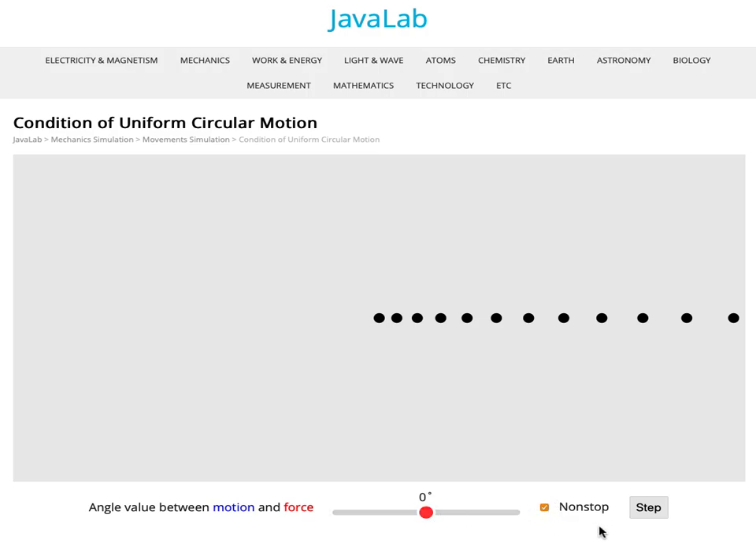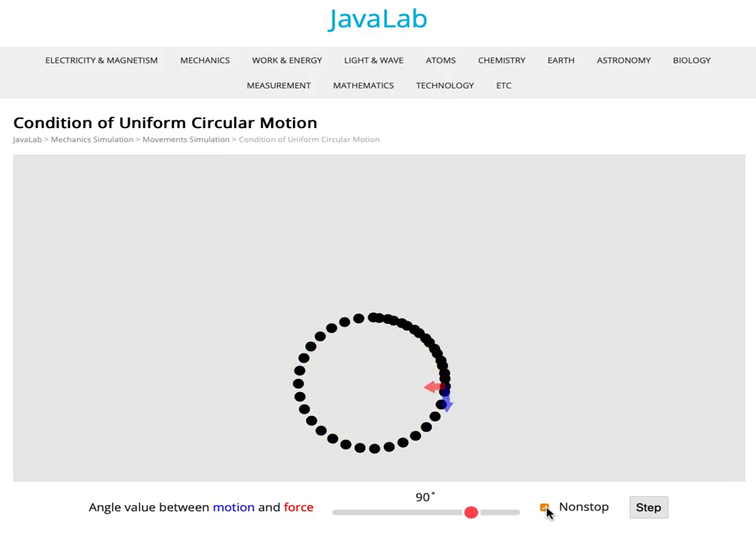Now let's look at another case. Let's say that the force is directed 90 degrees to the direction of motion. So you're moving to the right, but you feel a force pointing perpendicular to your motion. So in this case, 90 degrees. Let's see what happens here. If you notice, it moves in a circle. So what it takes to make an object move in a circle is that you have to have a force that points perpendicular to your motion.